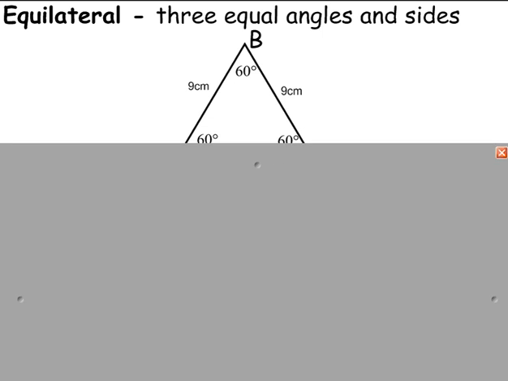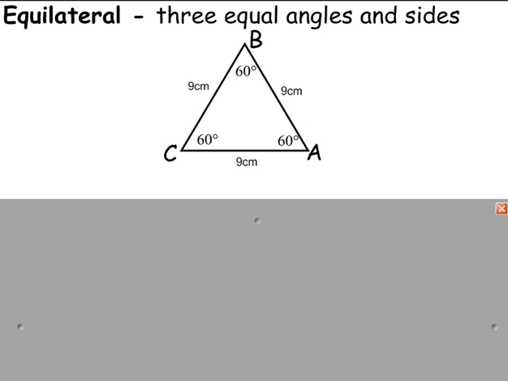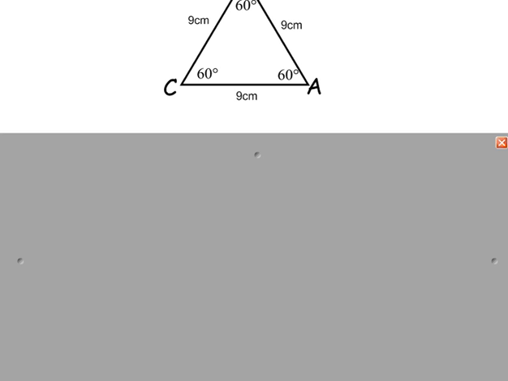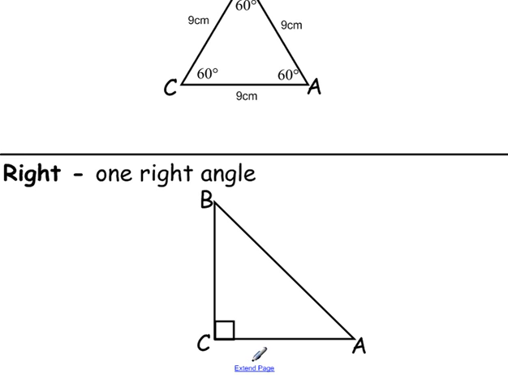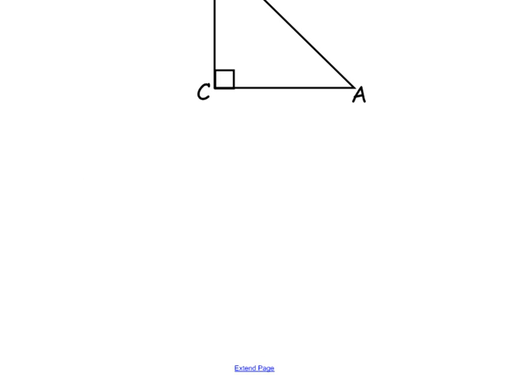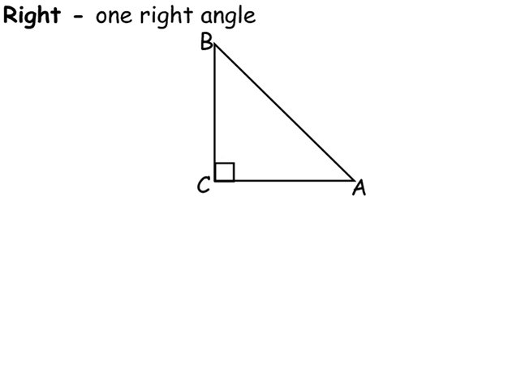We have an equilateral triangle. So in an equilateral triangle, you have three equal angles and sides. So all the angles are equal, all the sides are equal. And then finally, we have a right triangle. In a right triangle, you have one right angle. So in this case, angle C is equal to 90. So this is a right triangle because it has one right angle.